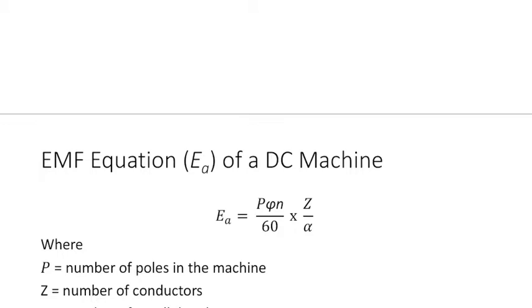Then we also have phi, or the flux per pole, or simply flux. Then N is the speed of rotation in terms of RPM. Phi is in terms of Weber. Then Z is the number of active conductors, or simply the number of conductors in our DC machines. Then we have alpha, which is the number of parallel paths where the conductors are placed, or the number of slots.